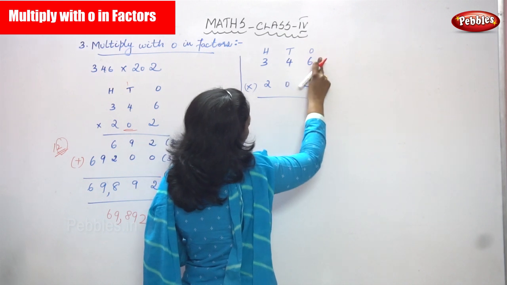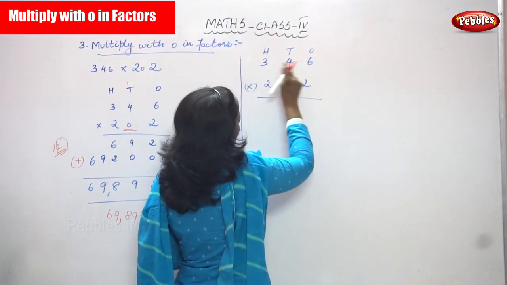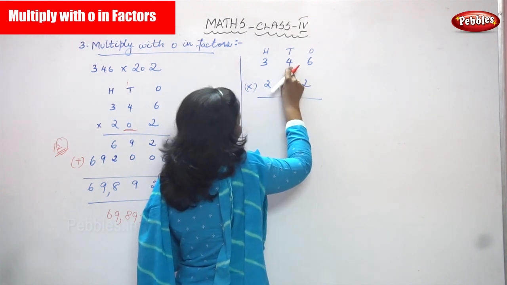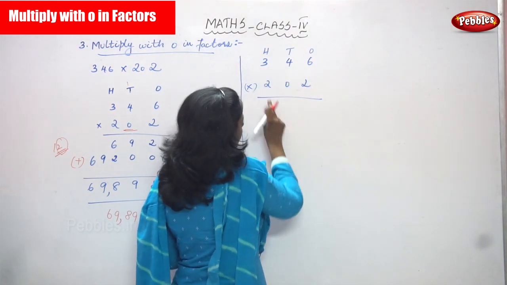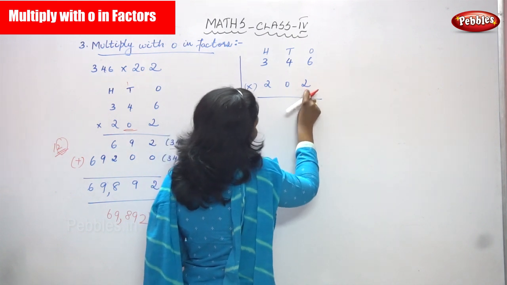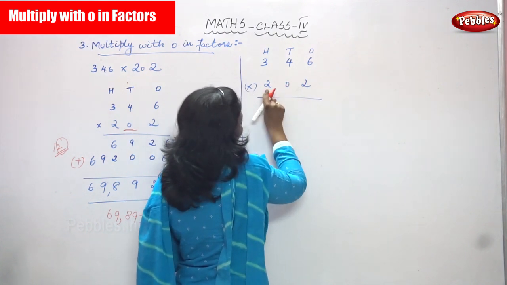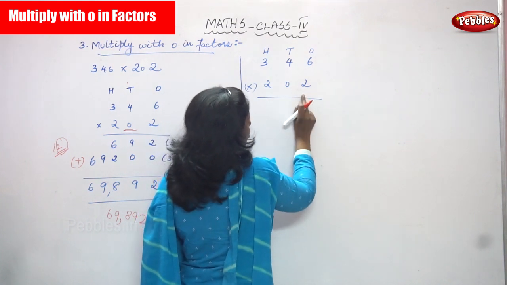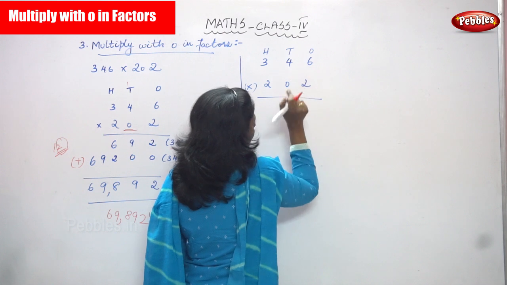First you have to write the place values: ones, tens, 100. What is the number? 346. 6 in the ones place, 4 in the tens place and 3 in the 100 place. And 202: 2 in the ones place, 0 in the tens place and 2 again in the 100 place. I am going to multiply by 2, that is the ones place value. That is 346 multiplied by 2.